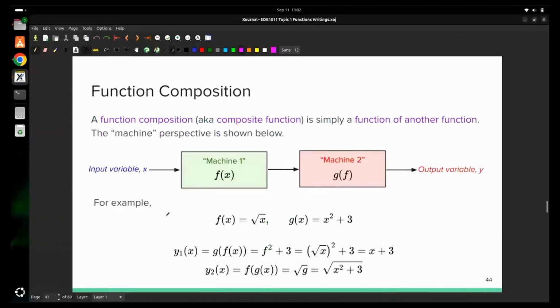Then we are going to continue on the function combination by looking at function composition. Composition is really just putting one function into the other, so much so that you have this machine of a machine. If you have an input variable x, the input is fed into the first machine, f of x, and you get some output. Then that output you feed into the second machine, let's say g, and then you have an output variable. Therefore one can write y is g of f of x.